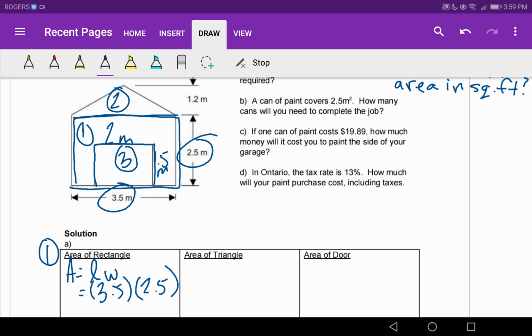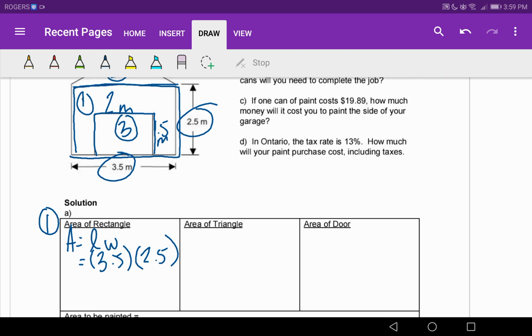Okay, and so you end up getting, and let me just scroll up a little, 8.75 meters squared. And again, I'm carrying 2 decimal places because I know in the end I'm going to round to 1 decimal place. How do I know it's 1 decimal place? Because in the question here, they only give me 1 decimal place values for the dimensions.